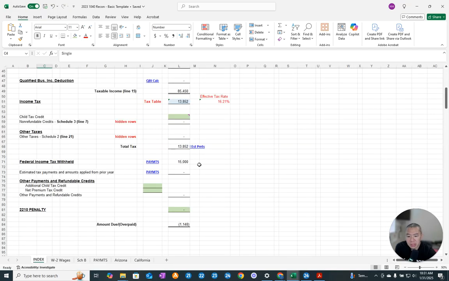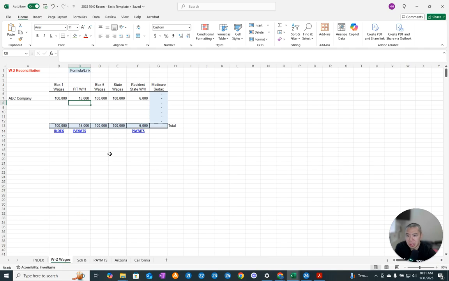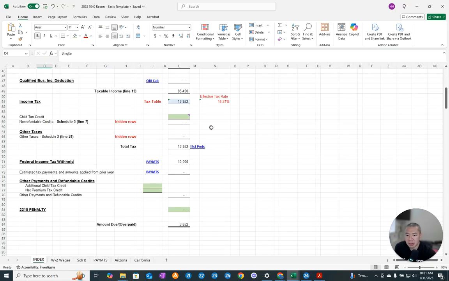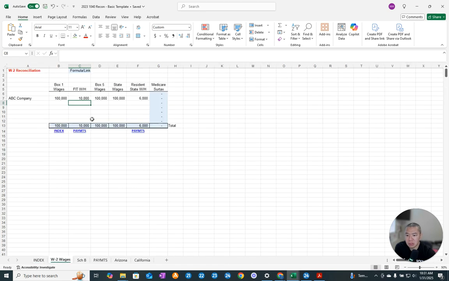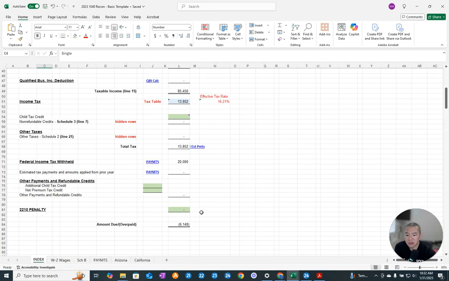And I want to bring this point up because a lot of people are focused on what you get back as a refund or how much you owe at tax time, but the tax itself doesn't change. It's all going to be dependent on how you fill out your W-4. Let's just say you only withheld $10,000. The tax is still the same at $13,852, but now you owe $3,852 at tax time. And if you withheld, let's say a lot, and let's say it's $20,000, you would get a refund of $6,148. The tax didn't change.